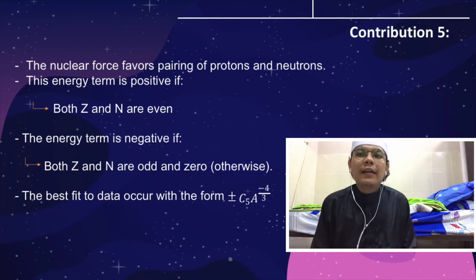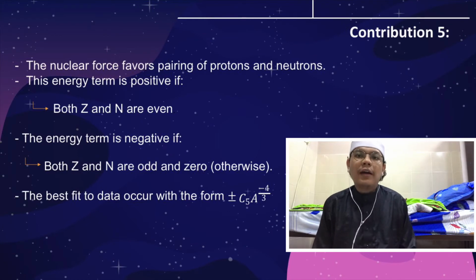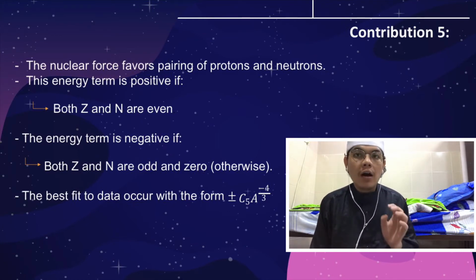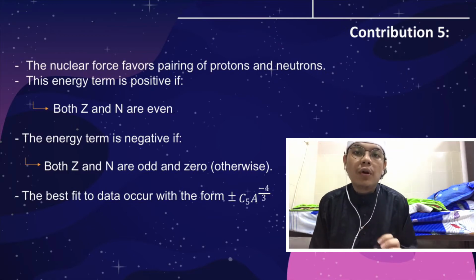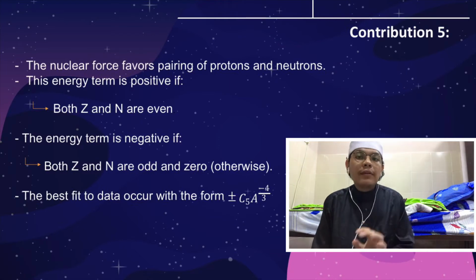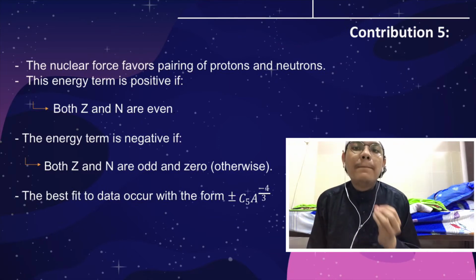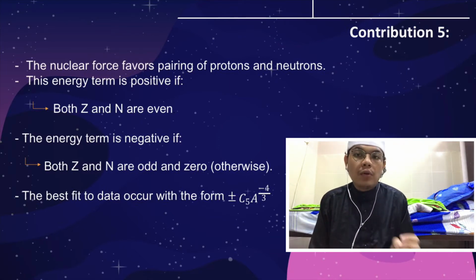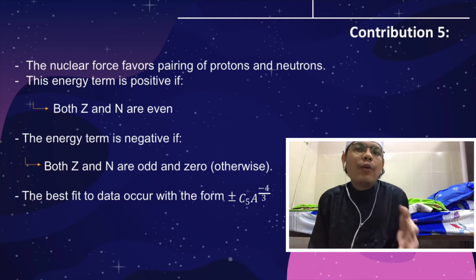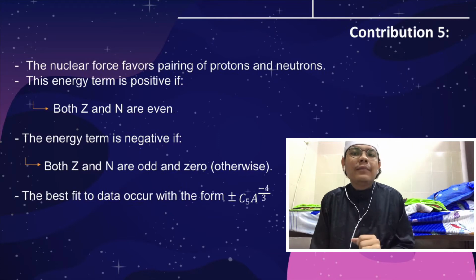So finally, the contribution number 5. Finally, the nuclear force favors pairing of proton and of neutron. This energy term is positive if both Z, which is proton, and N, which is neutron, are even. Or we can say it is more binding.